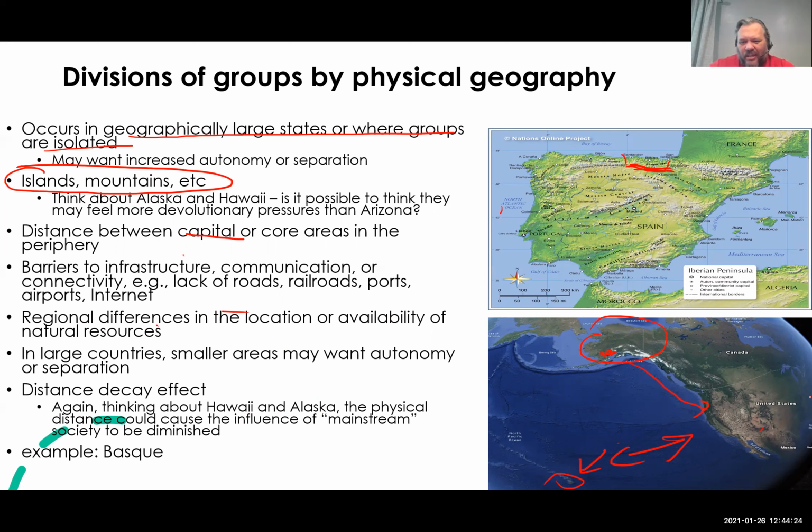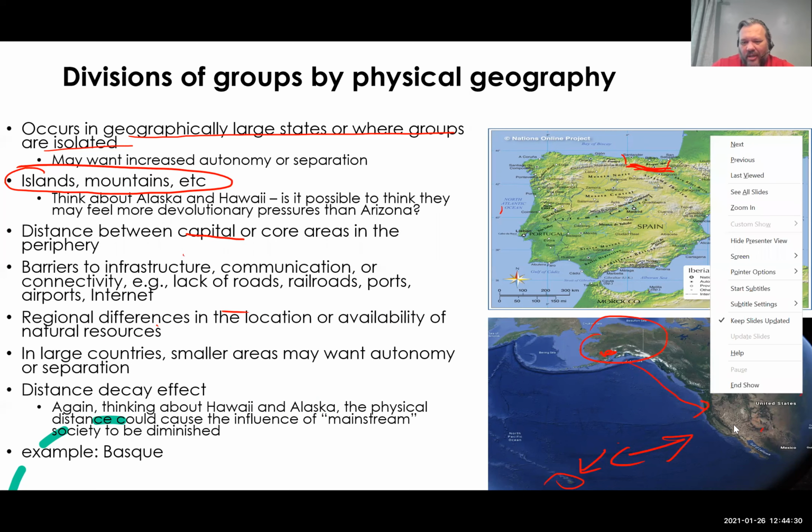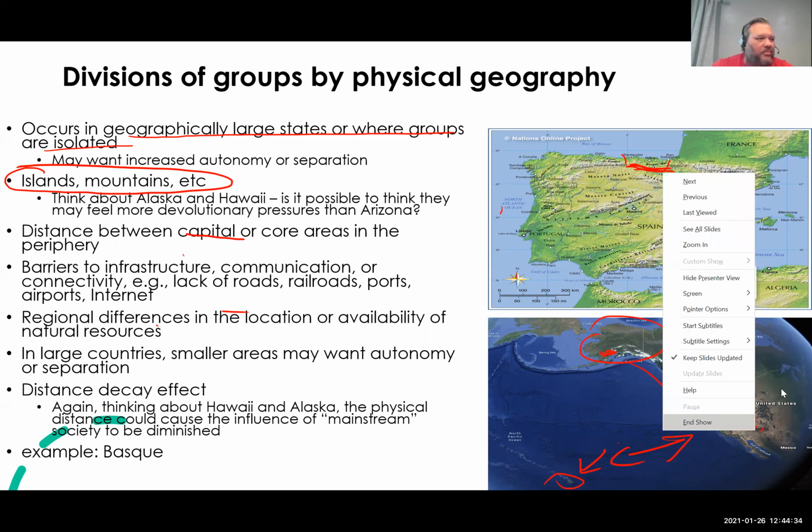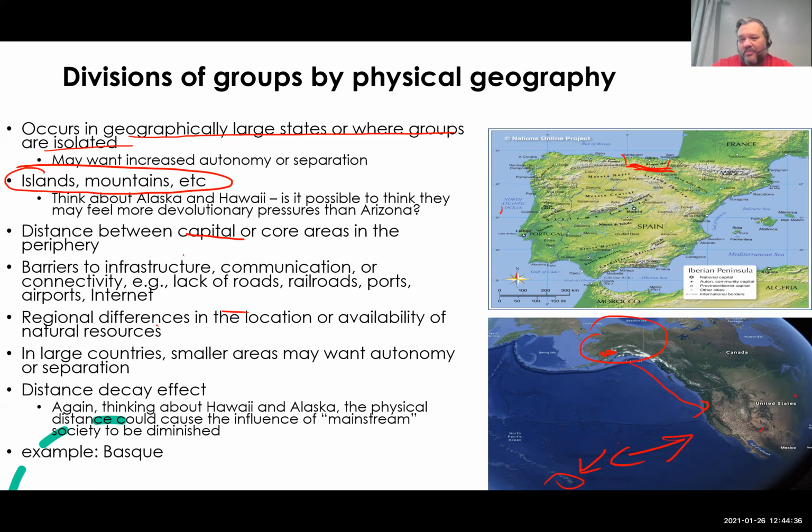All right. So the distance between the capital and the core areas. Again, this is more so before technology, but if you had the U.S. Capitol over there, and Arizona sitting over here, that might cause some problems. If you're far away from your capital city, you're going to feel more disconnected and want to make more of your own decisions, and so that's certainly likely.